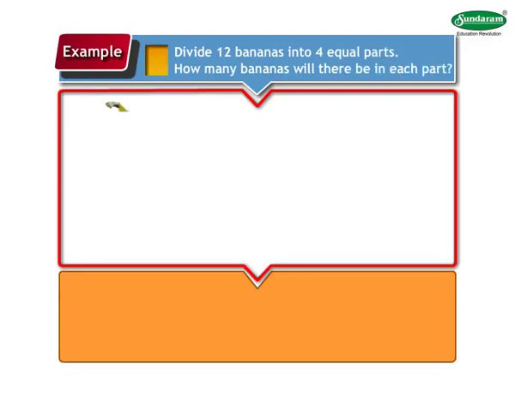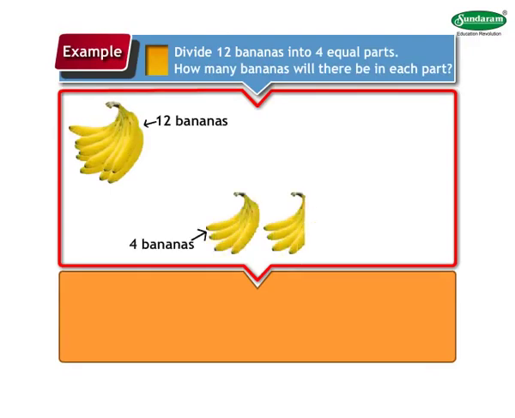Totally, there are 12 bananas. First, distribute 1 to each of the 4 groups. Distribute 1 more to each of 4 groups. Again distribute 1 more to each of 4 groups. Now, no bananas are left out. Thus, we can see there are 3 bananas in 4 groups.